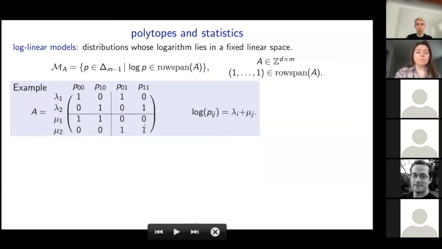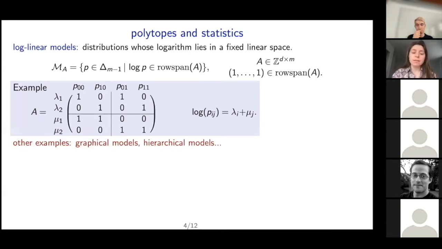Well, we can check that log of Pij has to have this form. It has to be lambda i plus mu j. Again, if you subtract 1 from these indices, P00 is lambda 0 plus mu 0, P10 is lambda 1 plus mu 0, and so on. So the probability mass function P has an additive form in its logarithm, and that means that the original matrix P has a multiplicative form, so it's rank 1. So this matrix A gives us the independence model on 2 binary random variables that we saw on the previous slide.